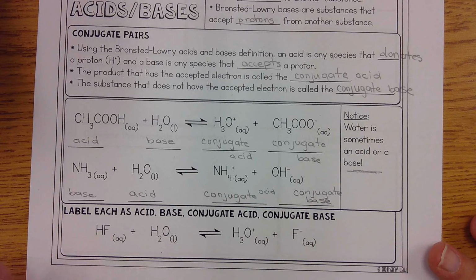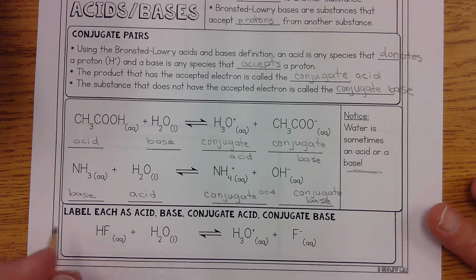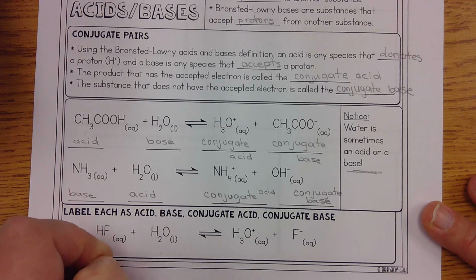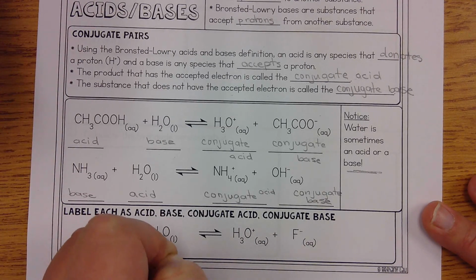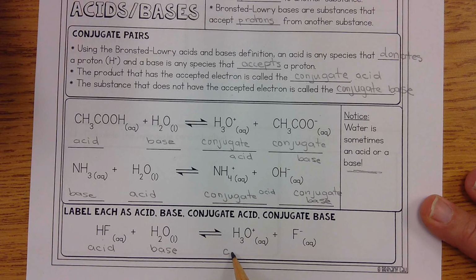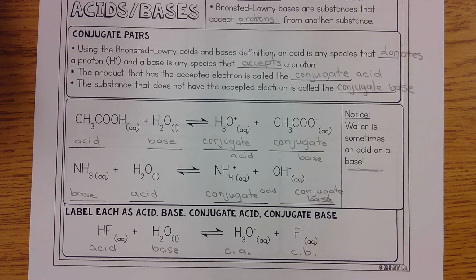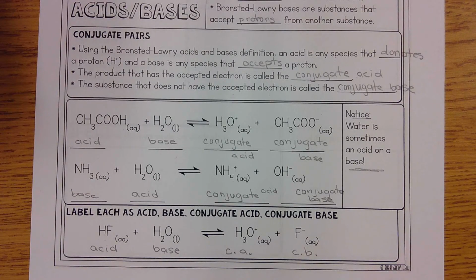Hopefully you remember from the other lesson that HF, hydrofluoric acid, is an acid. This time that means the water is working as a base. And if you use this up here as your example, you see this hydronium, H3O plus, is the conjugate acid, I'm going to abbreviate, and this with the minus is the conjugate base. So hopefully you're able to figure that out and get those labeled.